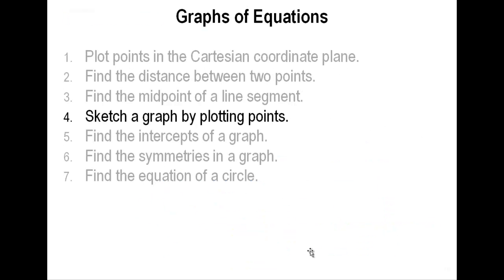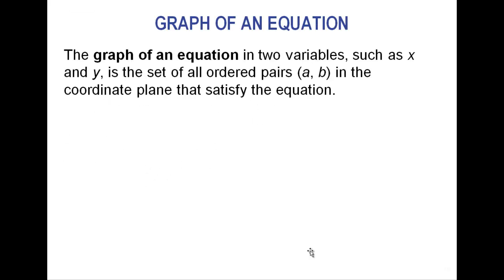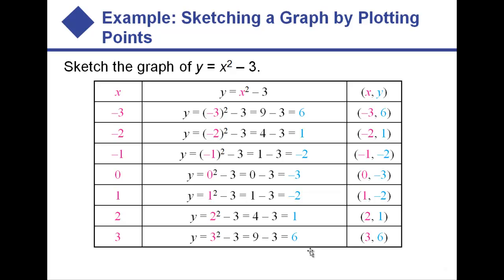On to the next thing, sketching a graph by plotting some points. So a graph of an equation, by definition, is just any shape that describes all of the ordered pairs. Sometimes it's just a bunch of dots, sometimes it's a straight line, sometimes it's a curved line. It just depends on how many ordered pairs you have. Here's a simple example where we're trying to sketch the graph of y equals x squared minus 3.